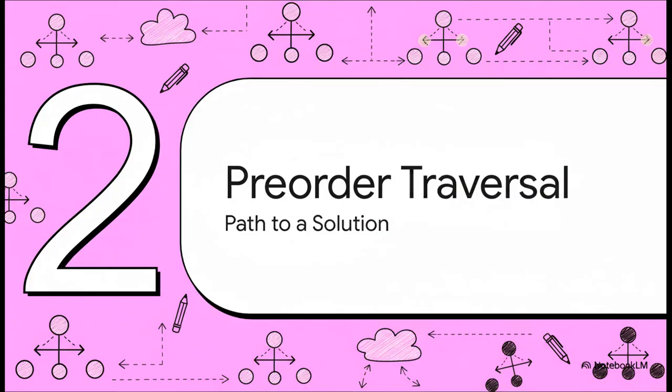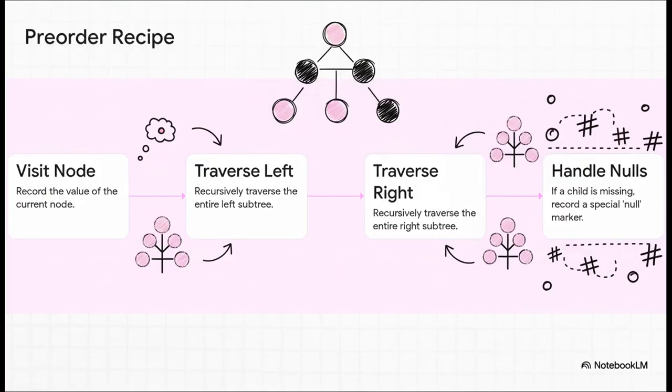So, how do we actually write this recipe? There are a few ways to go about it, but we're going to focus on one that is just beautifully simple and super effective, the pre-order traversal method. This is our game plan, our strategy for walking through the tree and taking notes. The rules are incredibly straightforward.